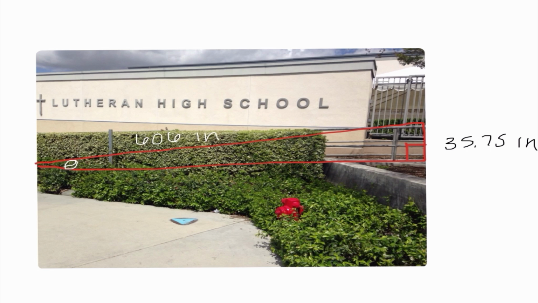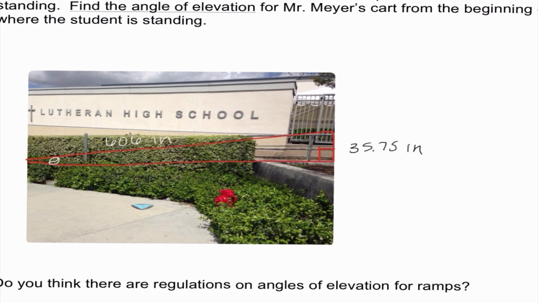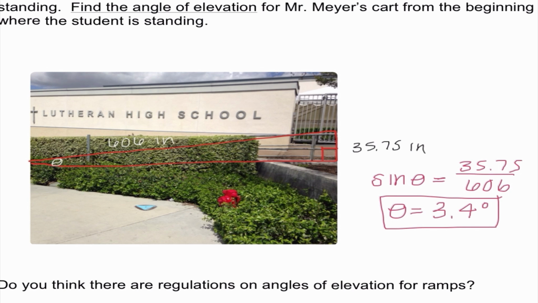So I know most of the time we talk about feet. Here I'm showing us that in inches it doesn't matter as long as these are both in inches, then we're good. So in relationship to this angle, I know the opposite and I know the hypotenuse, so we should be using sine. So I'm going to say sine of theta equals 35.75 over 606. And when I put that into my calculator, I get 3.4 degrees.